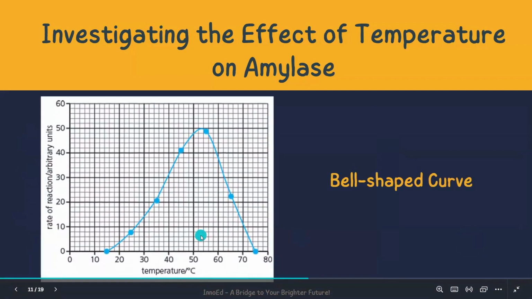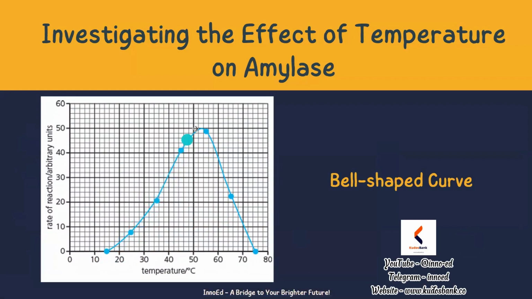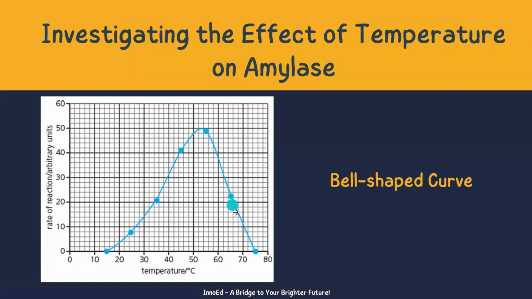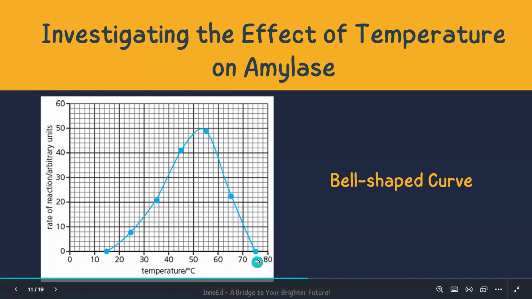Then we get the results, and we plot them down on this graph. So the results will give us a bell-shaped curve, just like this one. So here you can see at 15 degrees Celsius, there is no chemical reaction. And after that, as the temperature increases, the rate of reaction increases and reaches its highest point here at around 54 degrees Celsius. The reaction occurs fastest. After that, the rate of reaction slows down again and stops again at 75 degrees Celsius.